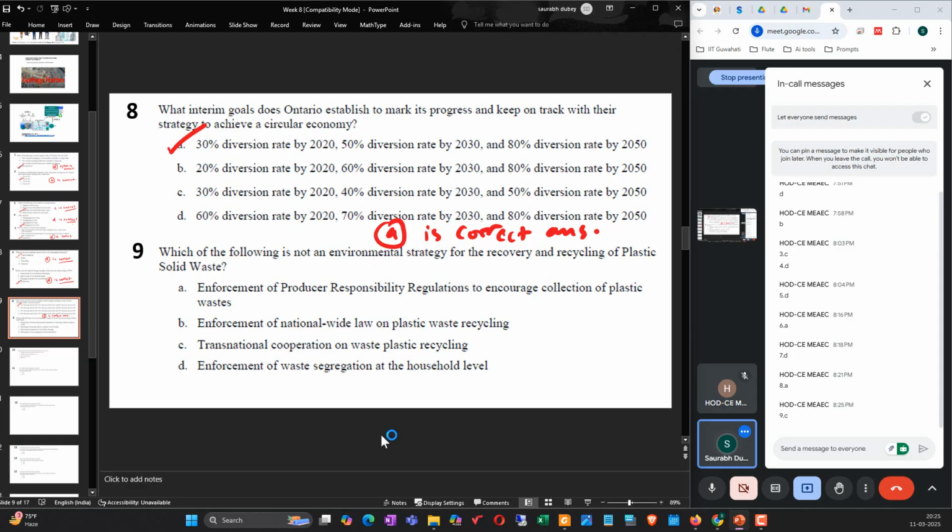So ninth, C, transnational cooperation on waste plastic recycling. Let's see. We will be looking at the answers. So what I will encourage you all is to look at the basics from the beginning, like revise all the slides if possible. Mostly whatever you will be getting will be from the slides, or the questions that have been asked in the weekly assignment and the questions that are there in the problem solving session. So there were two problem solving sessions.